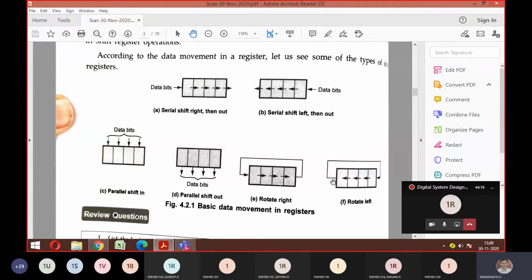What about the rotate operation? From the carry, a bit will come. Whatever answer you have, for example 4 bits, along with the carry or without the carry, it will keep rotating. The same bits will keep rotating. Correct or wrong? Is it fine? Yes, sir.